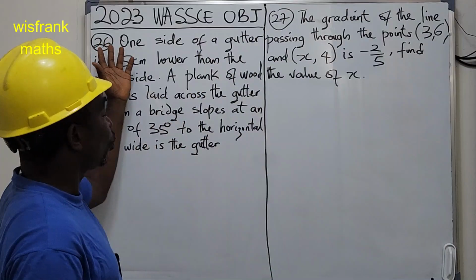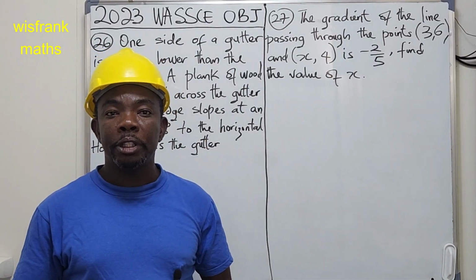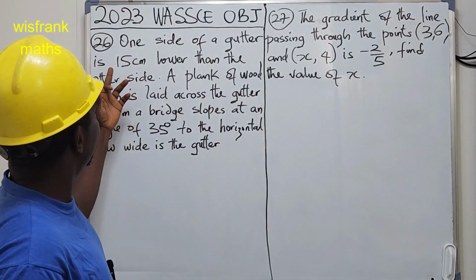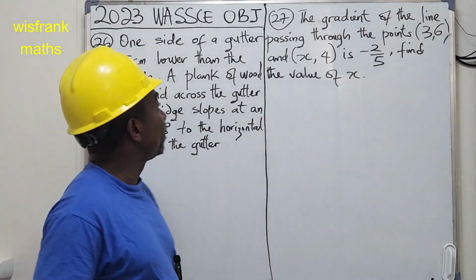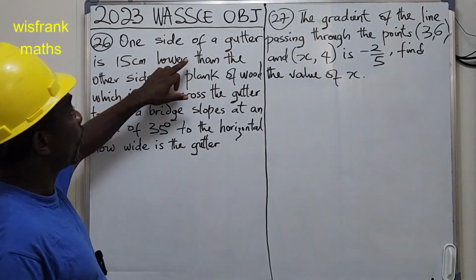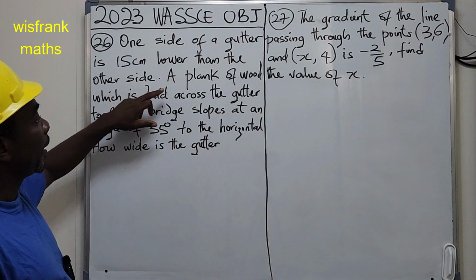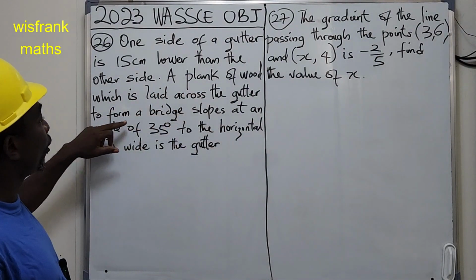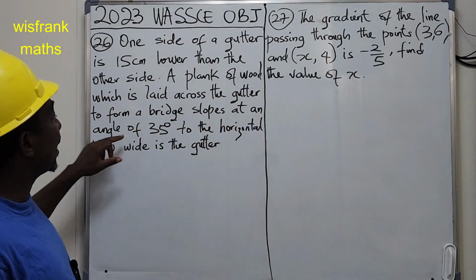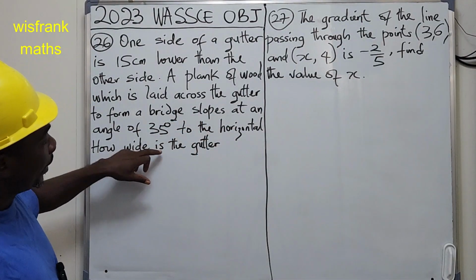Today we are looking at the 2023 YCC September Core Mathematics Examination, and in this episode we are going to treat questions 26 to 30. Question 26 says, one side of a gutter is 15 cm lower than the other side. A plank of wood which is laid across the gutter to form a bridge slopes at an angle of 35 degrees to the horizontal. How wide is the gutter?